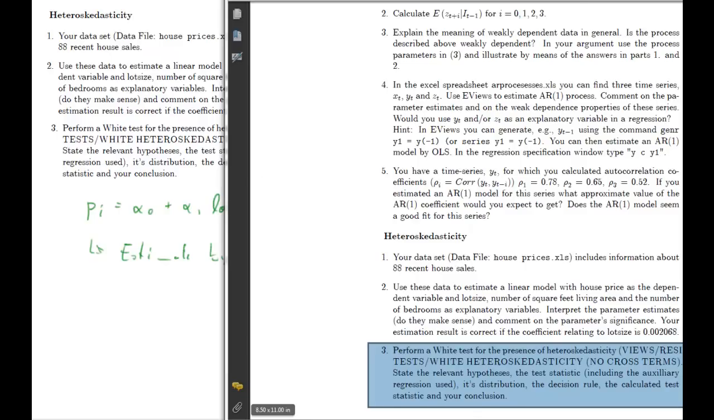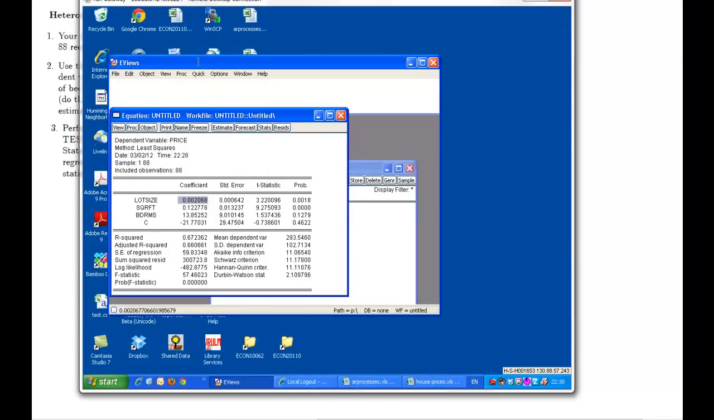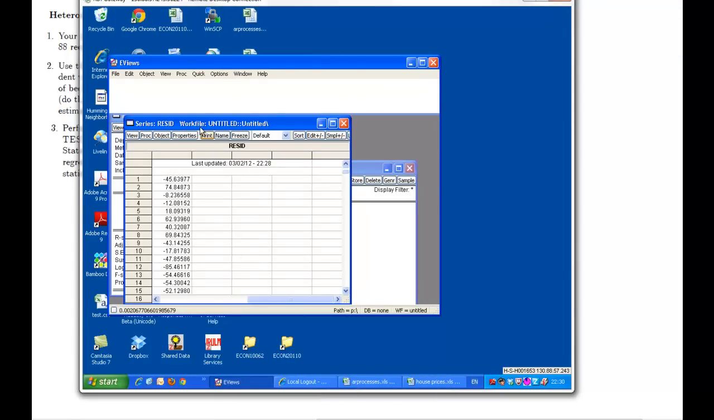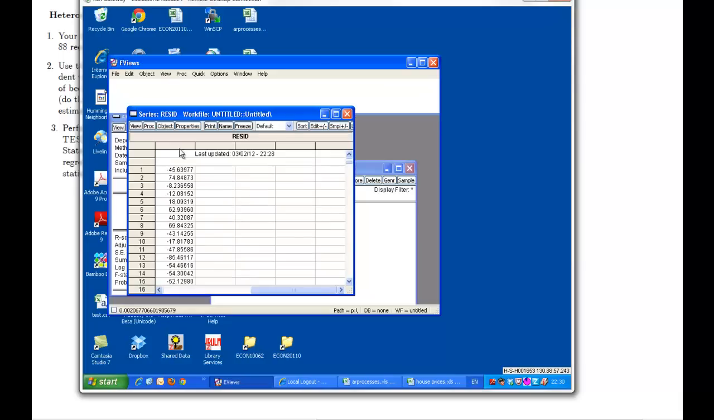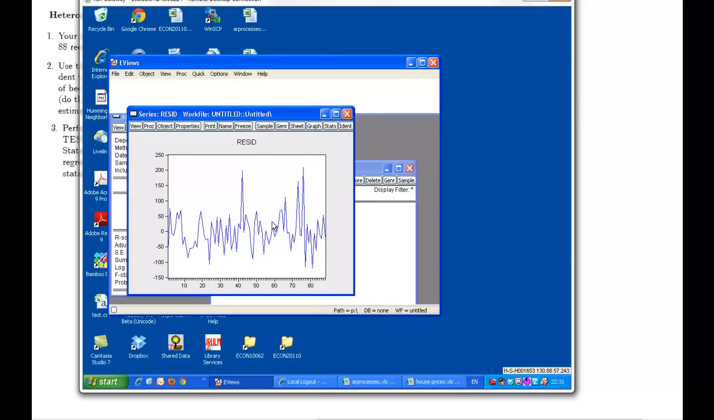Now, where can we see that in EViews? Whenever you run a regression, in the resid object, what you get is a saved series of the residuals. So we can look at this graphically. Let's say a line, we'll just look at all the 88 residuals. They're just ordered in the order in which we get them. It's cross-sectional data, so the order isn't important.